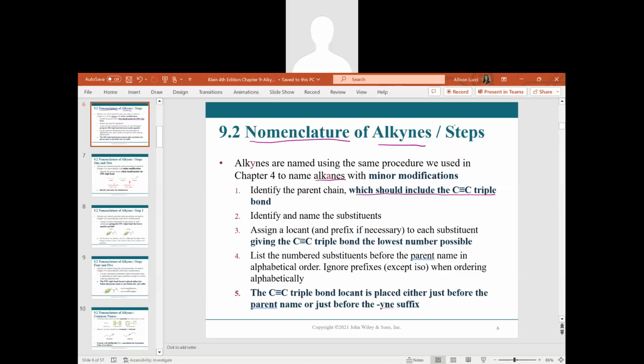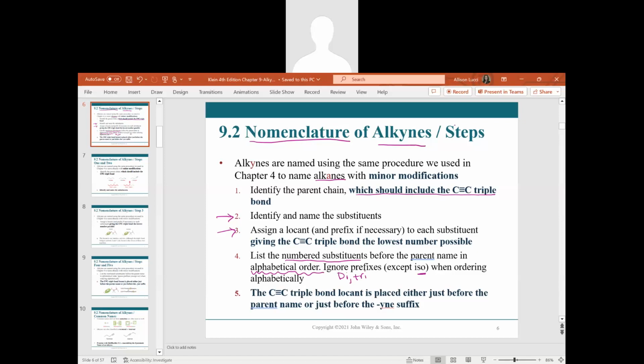Step 2 will always be to identify and name our substituents. Then we have to assign a locant, a location, and prefix if necessary, and we'll look at examples of this in the practice problems, giving this triple bond the lowest number possible, and to each substituent, right? So in step 4 then, we want to name these substituents. So we number them, and then we will list them alphabetically. And we have to remember to ignore prefixes like di and tri when we alphabetize things. Only iso is the prefix used.